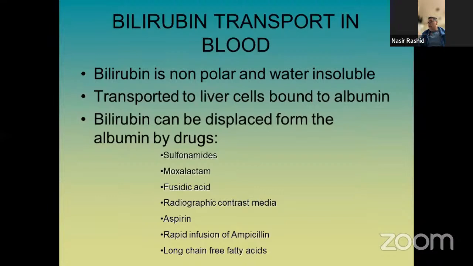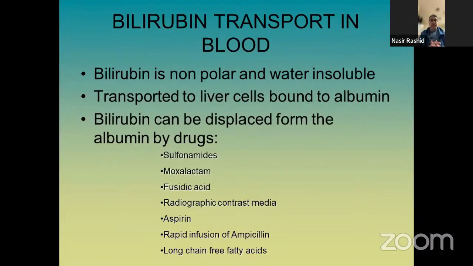Once the bilirubin is formed, it is transported in the blood. This is a very important concept for people who are in the junior part of their career: bilirubin is a non-polar, water-insoluble molecule. It is transported to the liver cells bound to albumin. This concept is important because other molecules also try to bind with the albumin, and they can displace the bilirubin.